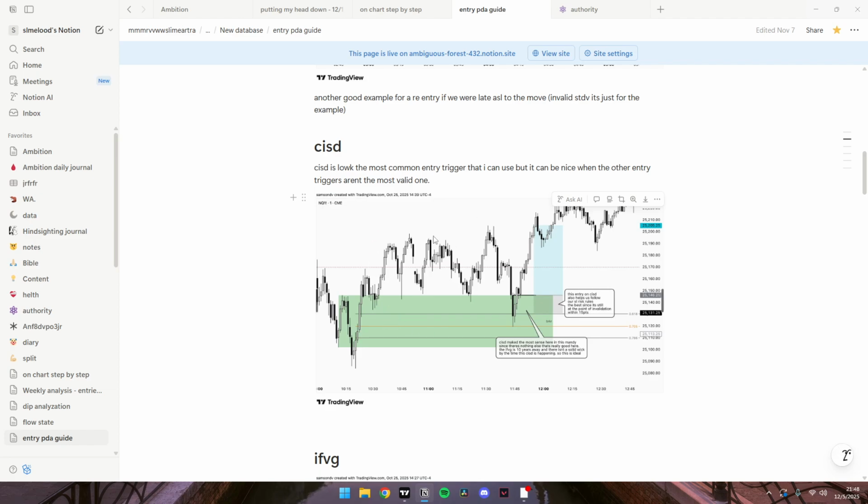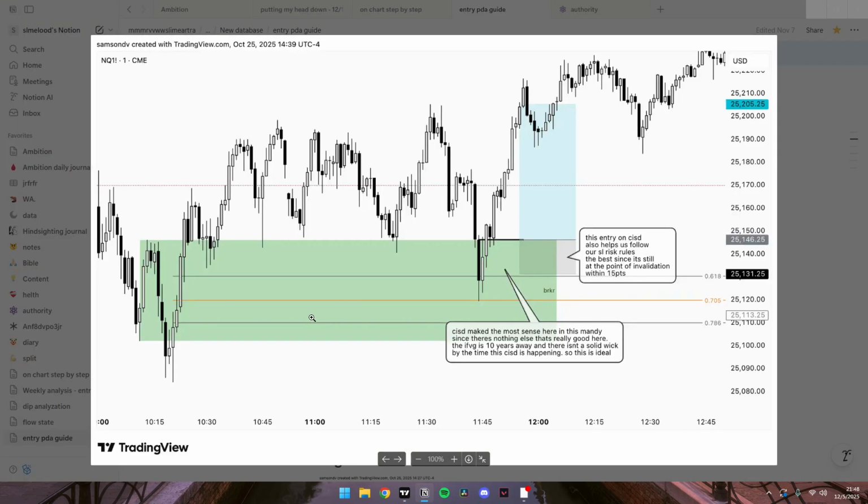CISD, my most common entry trigger, and very nice. You get a nice little level right here. It's kind of just what you see first, what forms first. Like if you're here, seeing us reject off of this level nicely, we just see the CISD, we just get into it, no balls, and we always put our invalidation stop loss just at the bottom right here. This is wrong.